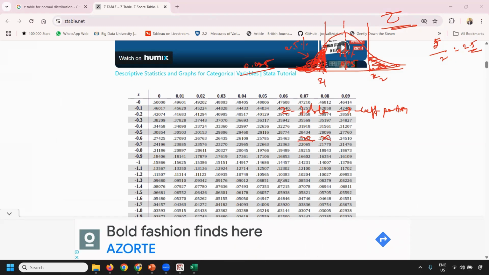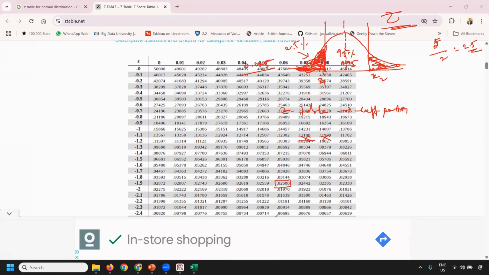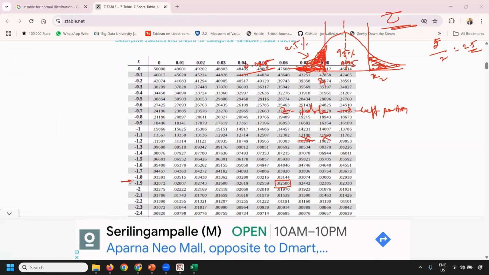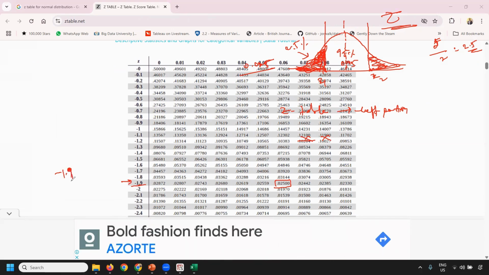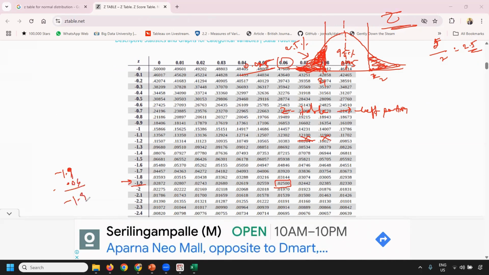0.025. It's not there here. I'll have to scroll a little more. 0.025. Where is this value occurring? This value is occurring at minus 1.9, and the second decimal is 0.6. So that means minus 1.96.